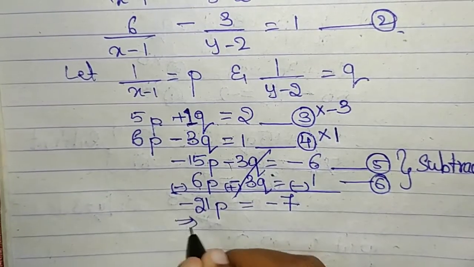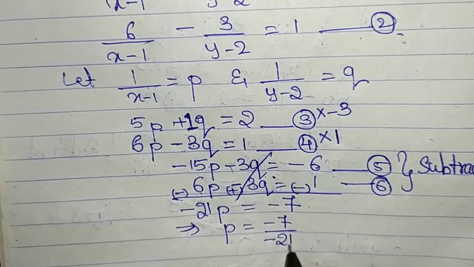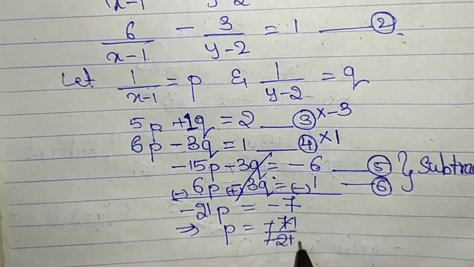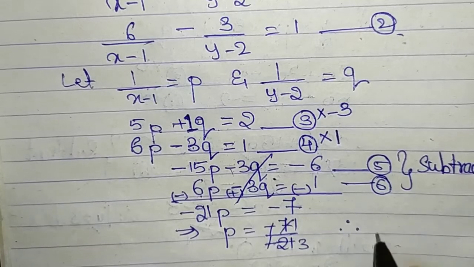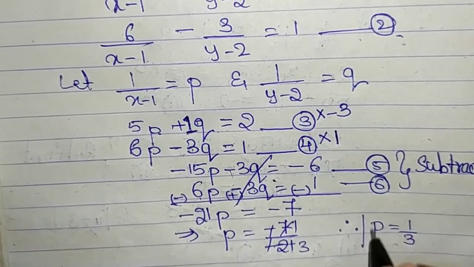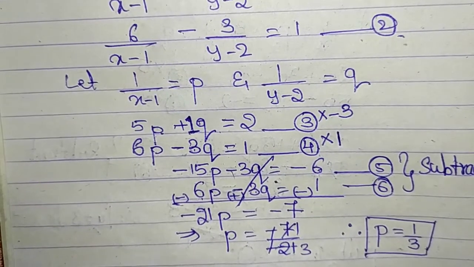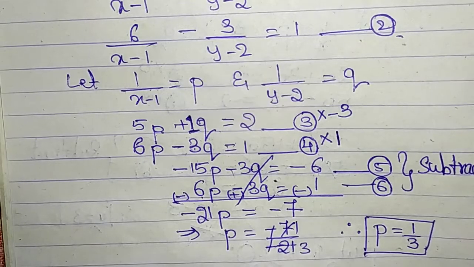So this implies p is equal to 7 by 21. Cancelling, 7 ones are 7, 7 threes are 21. Therefore, p is equal to 1 by 3. Make sure you write everything properly. So p is equal to 1 by 3.